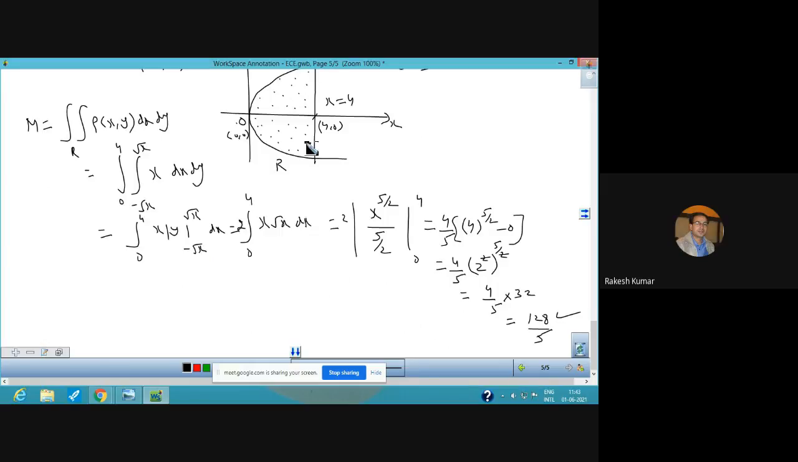So this way we can calculate the mass. Now we shall discuss a few examples related to mass. Find the centroid of the loop of lemniscate. This is the question. Find the centroid.